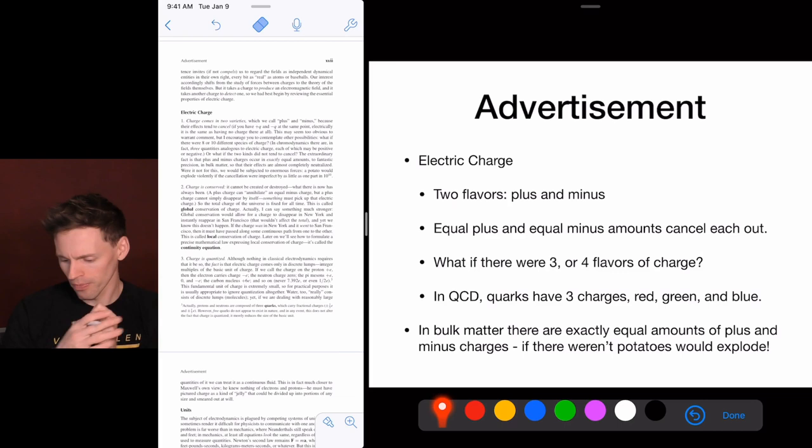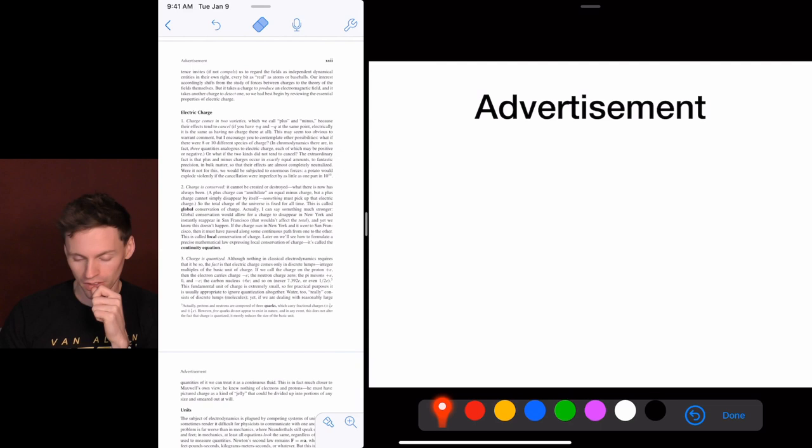So in bulk matter, which is like a capacitor or your arm or something, there are exactly equal amounts of plus and minus charges. So the net effect generally cancels out completely. If there weren't, a potato could potentially explode. If there were too many plus charges, for example, they would want to be apart from each other, and the electrical forces are very strong. Okay, so that's electric charge.